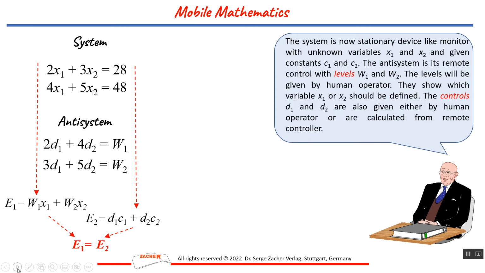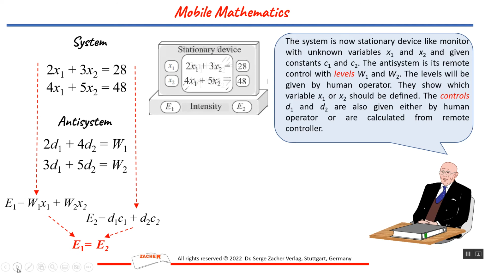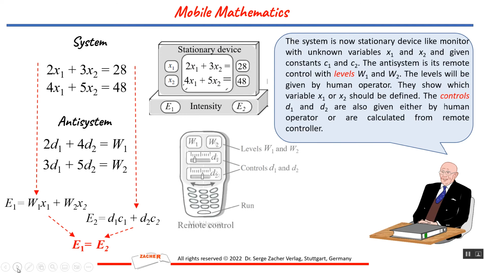The system is now a stationary device like a monitor with unknown variables x1 and x2 and given constants c1 and c2. The anti-system is its remote control with levels w1 and w2. The levels will be given by a human operator. They show which variable, x1 or x2, should be defined. The controls d1 and d2 are also given either by a human operator or are calculated from the remote control.